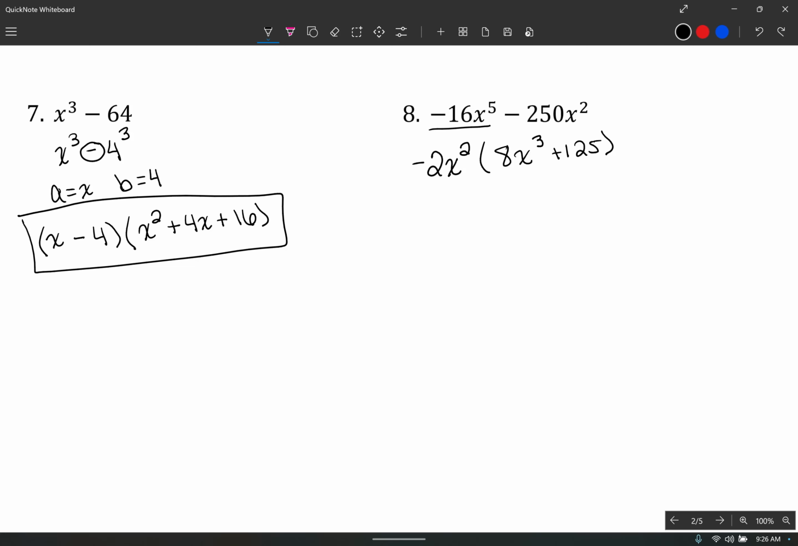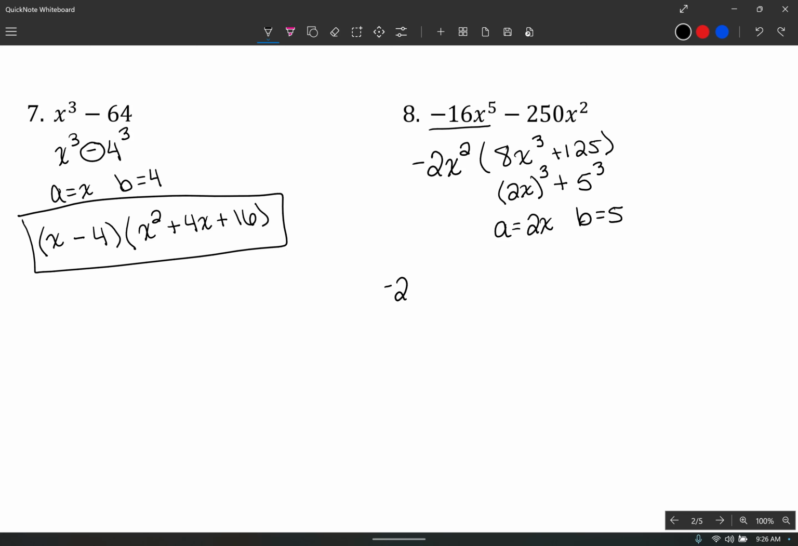And then I'm going to write my 8 as a perfect square, or as a perfect cube. So I have 2 to the 3rd, so this will be 2x to the 3rd plus, and then 125 is 5 to the 3rd. So I know that my a value is 2x, and my b value is 5.